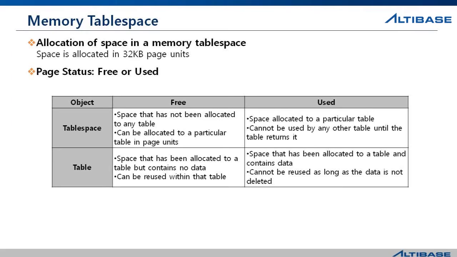Okay, let's look at the table. Likewise, when page status is free in a table, the space has been occupied, but it contains no data. And that page can be reused only within the table. Okay, when page status is used in table, it means the space is allocated to a table and it contains some data. And because of that, the page cannot be reused until the data is deleted. Okay, so whether the page can be reused or not is determined by the page status, because the page status changes every time the space is allocated or when space is deleted, or when the space is returned to the table space.